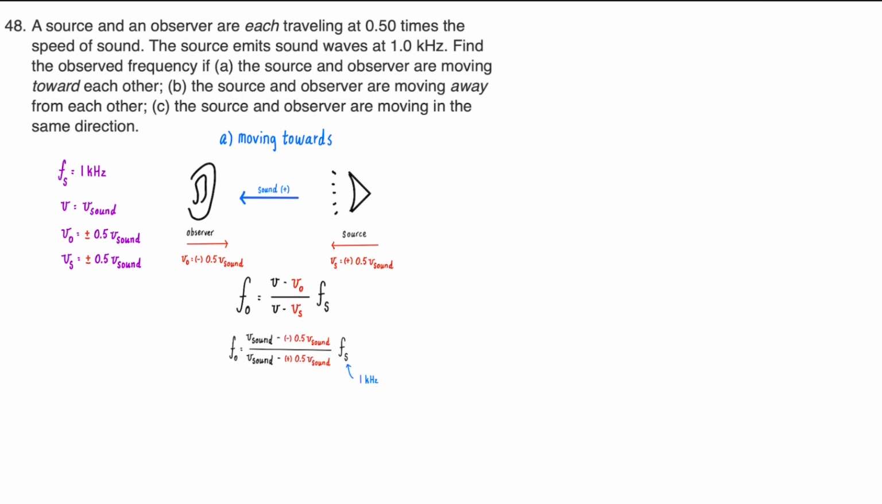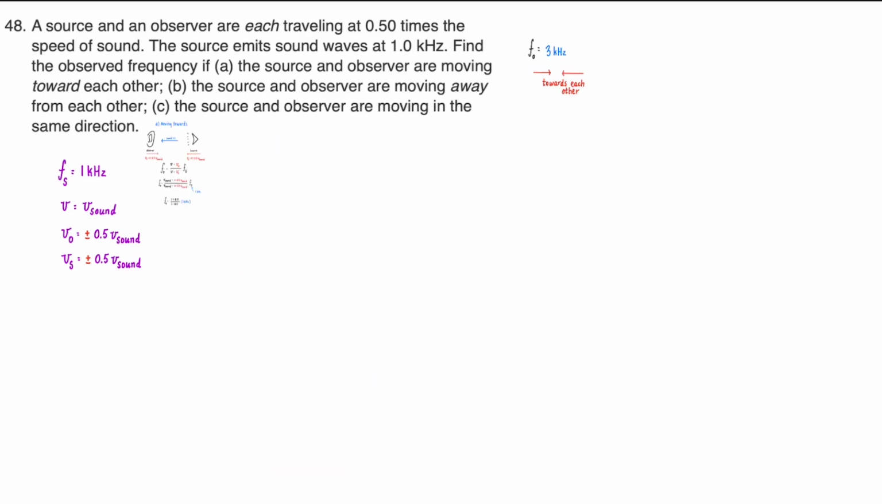Now after plugging 1 kHz into our source frequency and simplifying our equation, we get 1 plus 0.5 over 1 minus 0.5 times 1 kHz, which ends up being 3 kHz. And this is the observed frequency when the source and observer are moving towards one another. Now we're going to use the same approach in parts B and C.